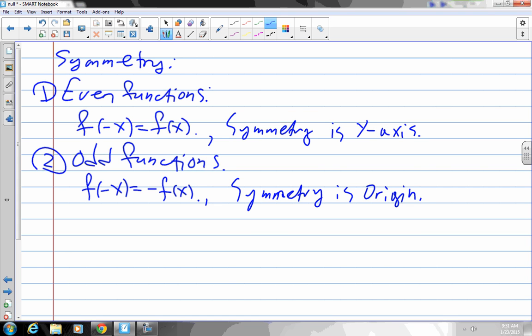So the way you test, given a function, whether it's odd or even, you start in the same place. You go f of negative x, and then you do the math. If all negatives disappear, then you got yourself an even function. If you're able to factor out the negative, then you got yourself an odd function. I don't want to do any examples of that.